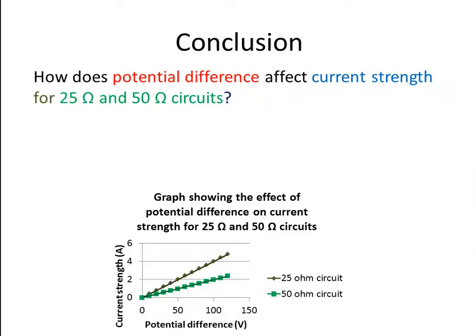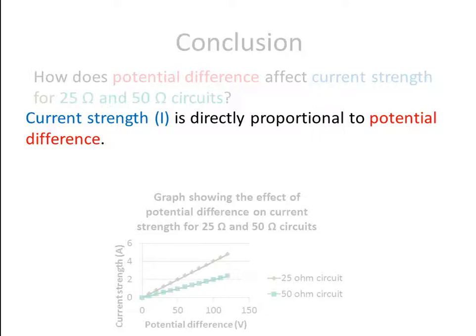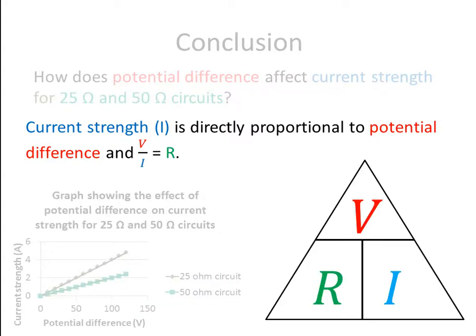So what is our conclusion? How does potential difference affect current strength for 25 ohm and 50 ohm circuits? We have the same conclusion that we got in our previous more basic investigation. Current strength is directly proportional to potential difference. We saw that because when we plot the two against one another, we get a straight line going through the origin, and when we divide one by the other, we get a constant value. And we can go further than that and say V over I equals R. So when we did that for the 25 ohm resistor, we found the answer R was 25. And when we did that for the 50 ohm resistor, we found that the answer was 50.